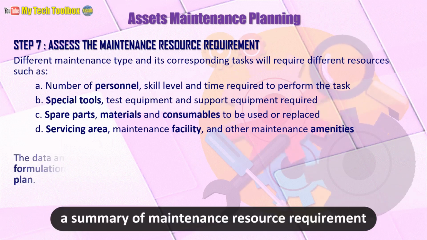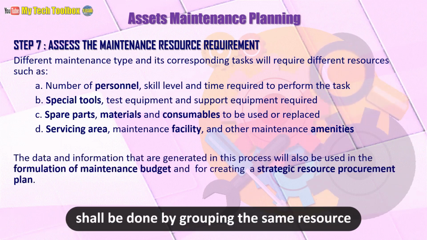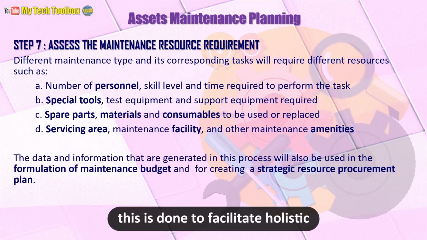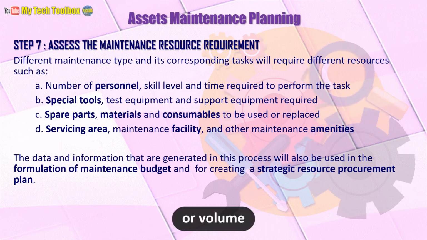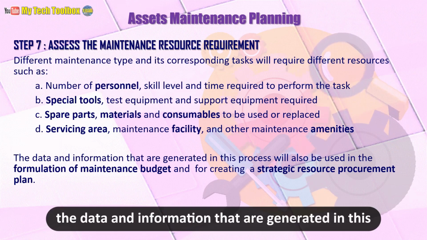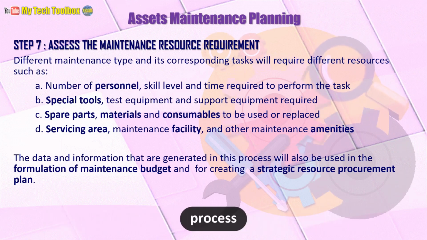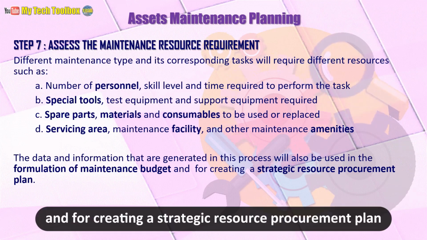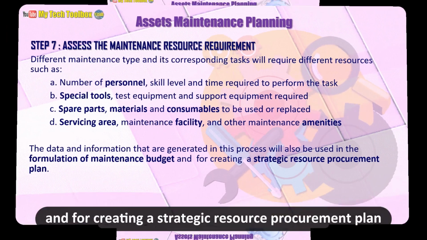A summary of maintenance resource requirement shall be done by grouping the same resource from the different tasks together. This is done to facilitate holistic or volume analysis of the different maintenance resources for the period. The data and information that are generated in this process will also be used in the formulation of maintenance budget and for creating a strategic resource procurement plan.